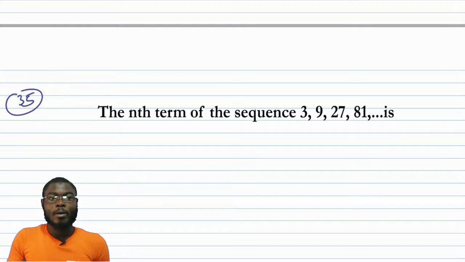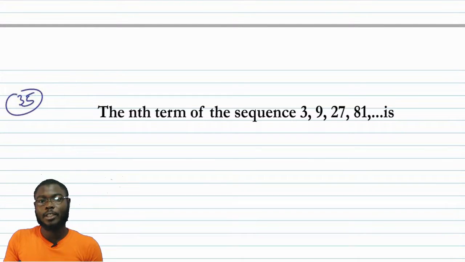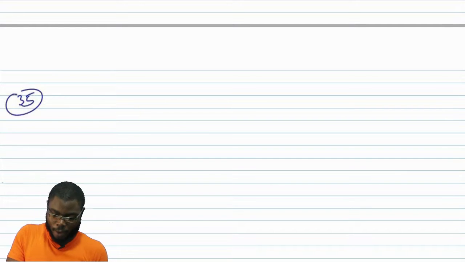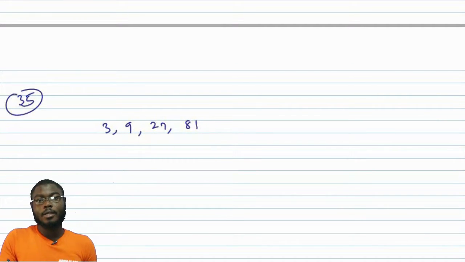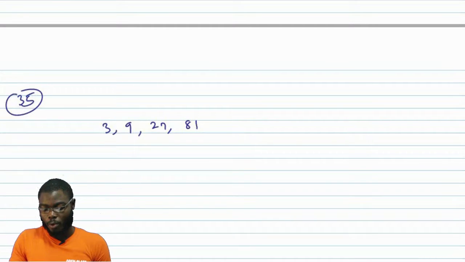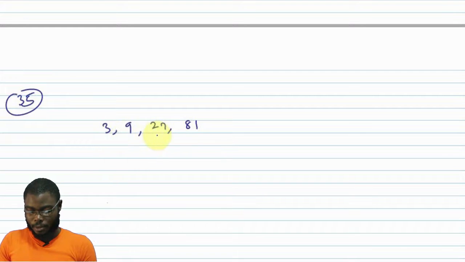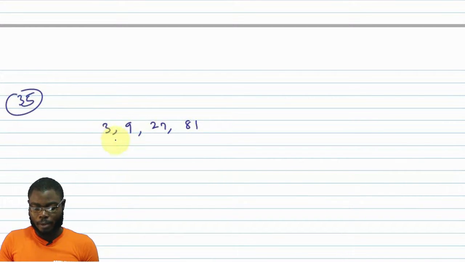Next question is 35. The nth term of a sequence 3, 9, 27, 81 is what? So we have the nth term of 3, 9, 27, 81. You look at the nature of this series. Is it geometric or is it arithmetic? Are they increasing with a ratio, or are they increasing or reducing with a difference?